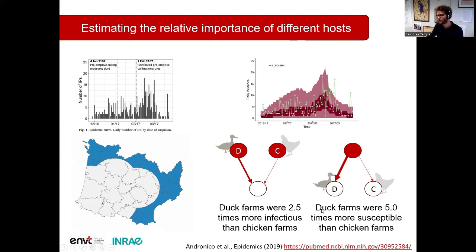And also it was found that the duck farms were much more susceptible as well than the chicken farms, around 5 times. Meaning that if a duck farm and a chicken farm were the same distance from an infectious farm, the duck farm was much more likely to become infected than the chicken farm. And that's when we started to realize that the ducks are playing a very special role in the epidemiology of the recent HPAI strain that circulates in Europe.